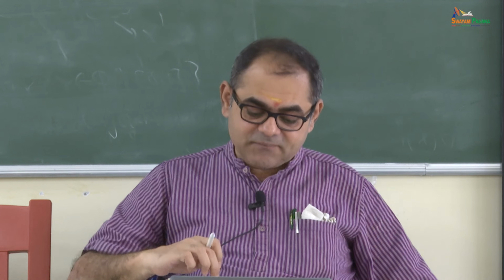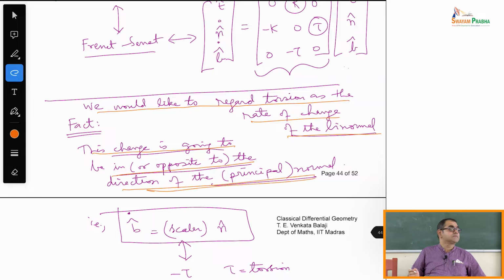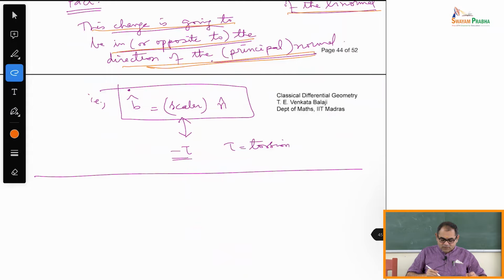So that was the thing that I wrote last time. We would like to regard torsion as the rate of change of the binormal. And the fact is that this change is going to be in a direction parallel to the principal normal. This is something that I want you to think about for a moment.